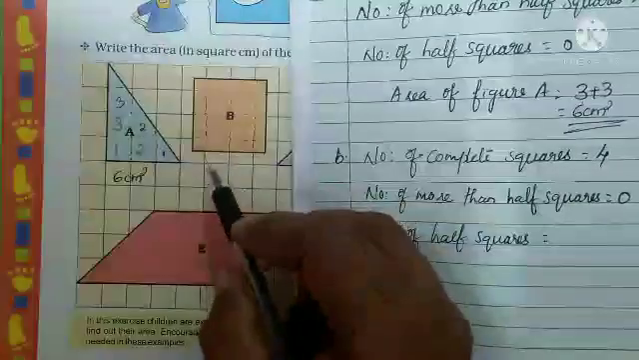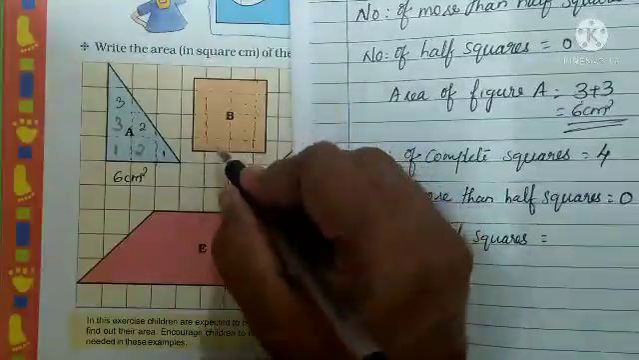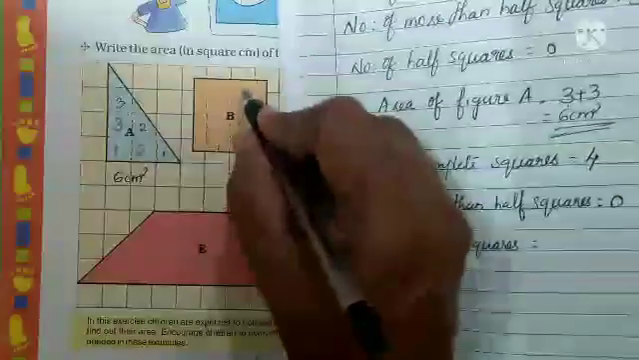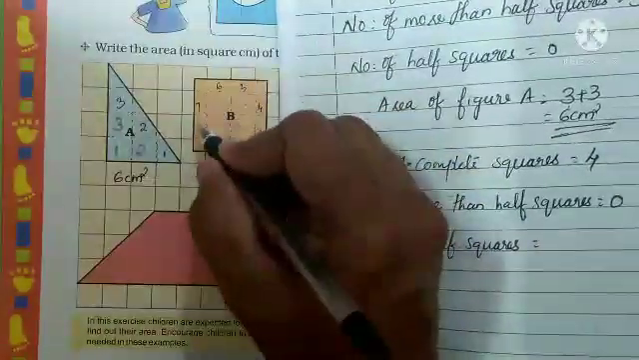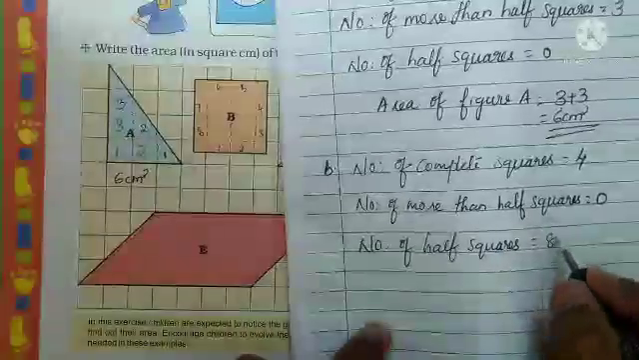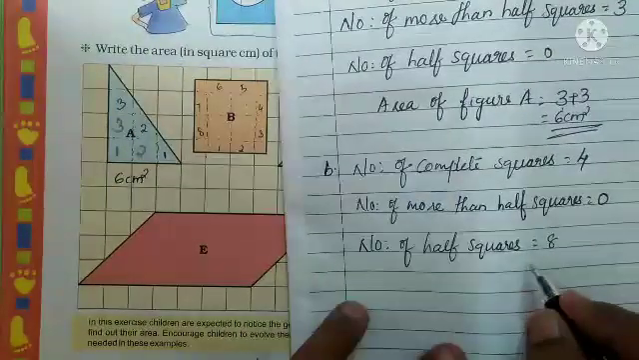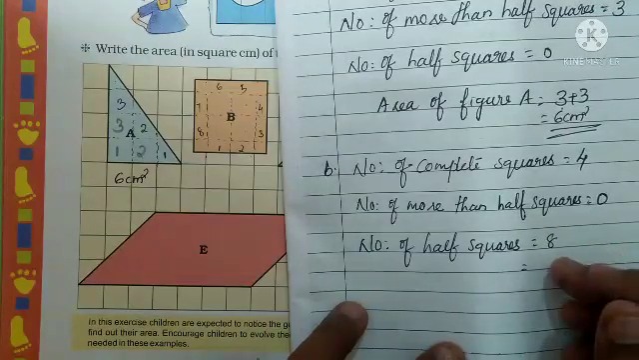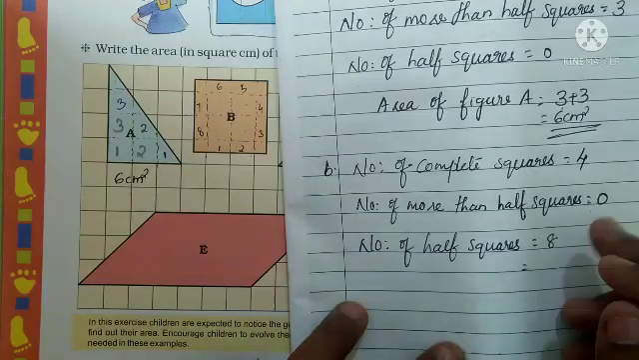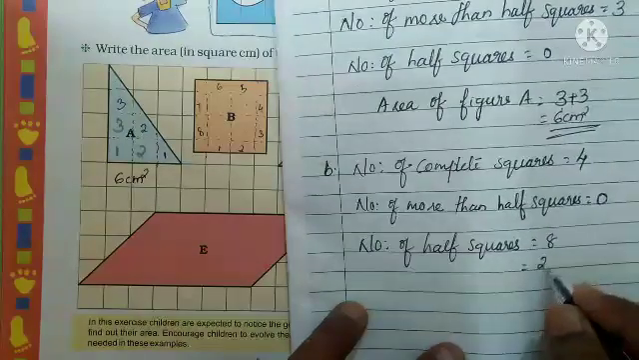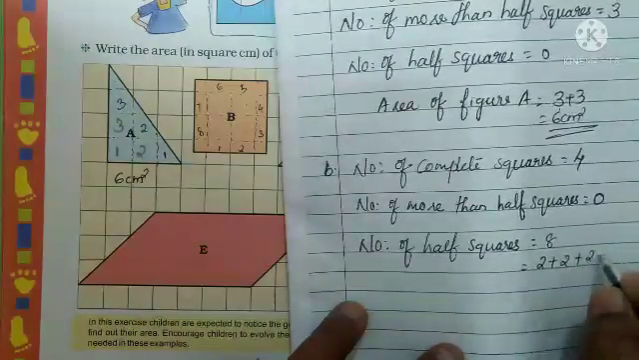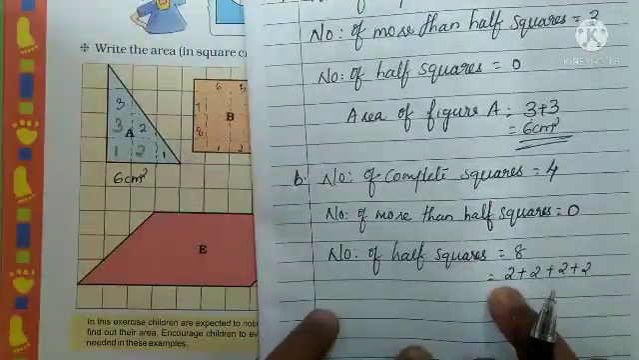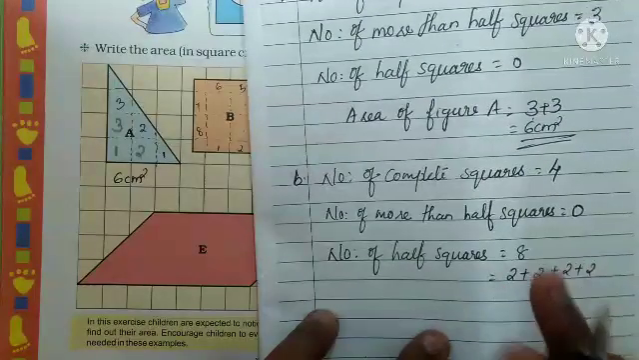How many half squares are there? 1, 2, 3, 4, 5, 6, 7, 8. 8 half squares are there. So we can write it like this: 2 plus 2 plus 2 plus 2. Why? 2 half squares joined together to make one complete square.